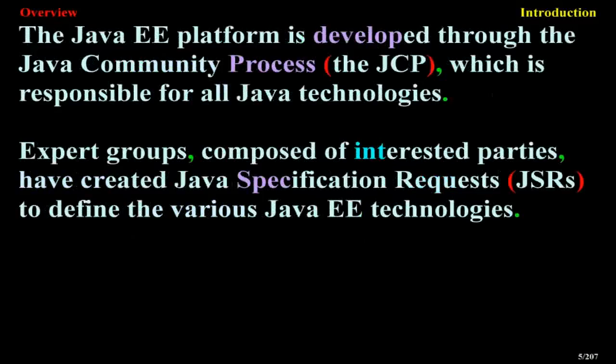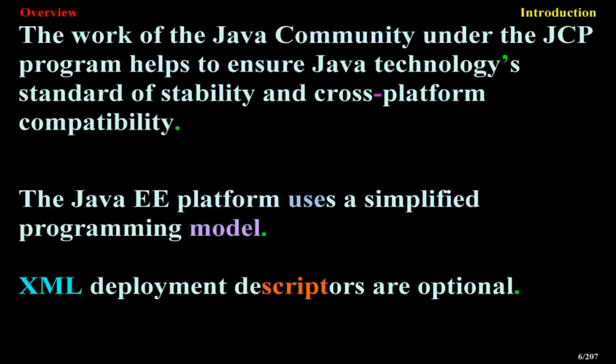The Java EE platform is developed through the Java Community Process, the JCP, which is responsible for all Java technologies. Expert groups, composed of interested parties, have created Java Specification Requests (JSRs) to define the various Java EE technologies. The work of the Java community under the JCP program helps to ensure Java technology's standard of stability and cross-platform compatibility.